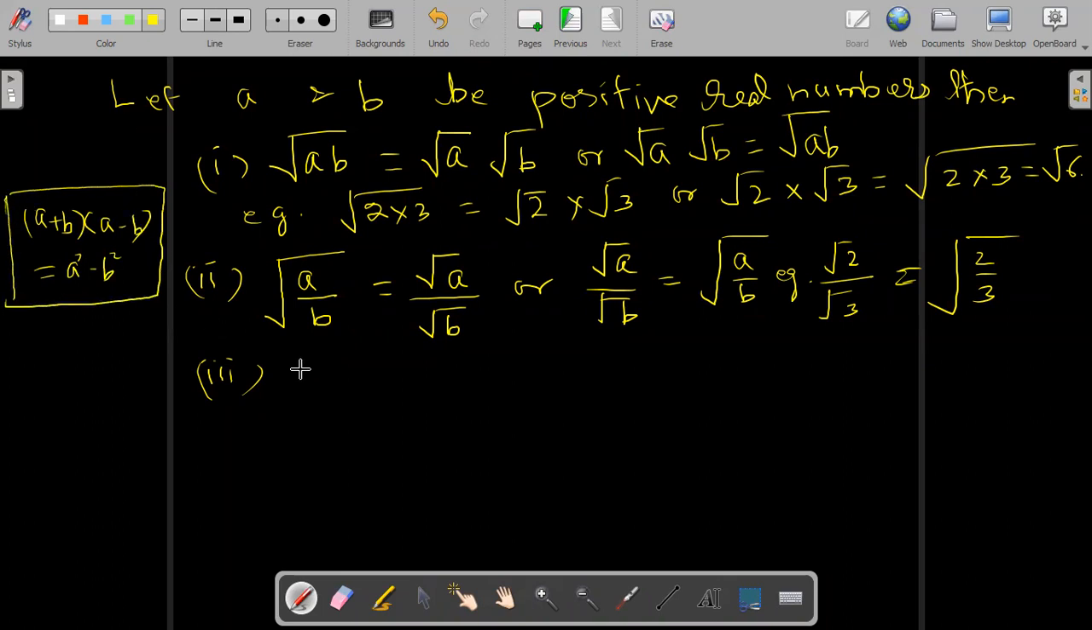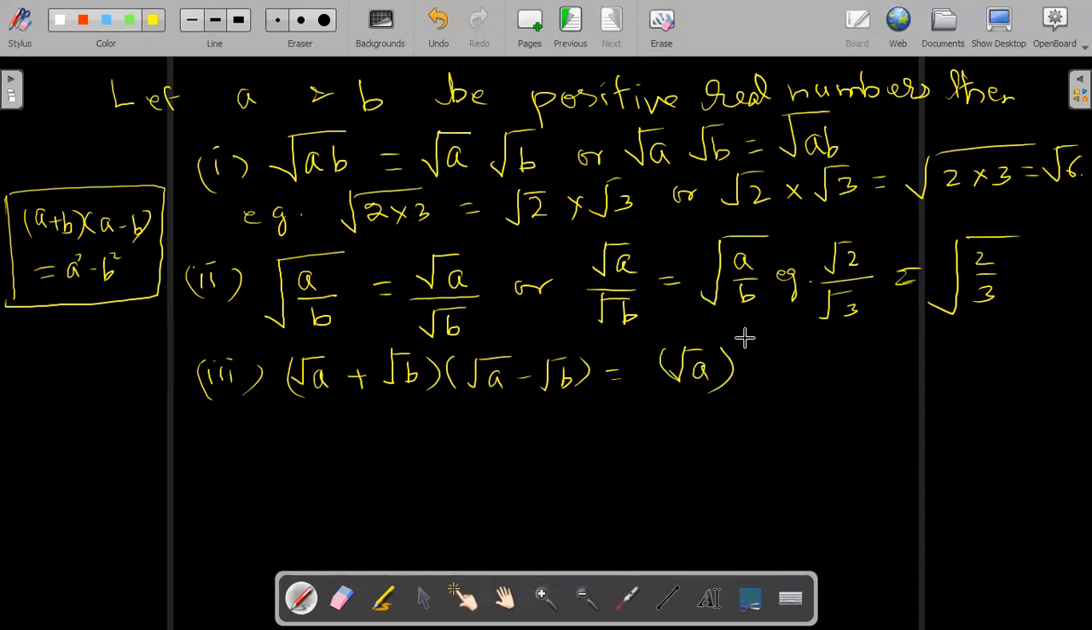Here they have directly used this formula, and we can have under root a plus under root b, when you multiply with under root a minus under root b. From this formula it will become under root a whole square minus under root b whole square. But square and root will cancel, so it will become a minus b.